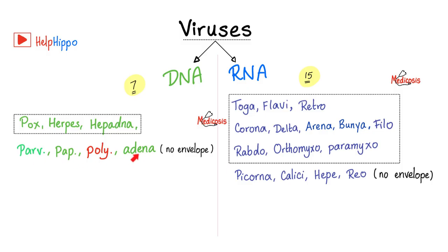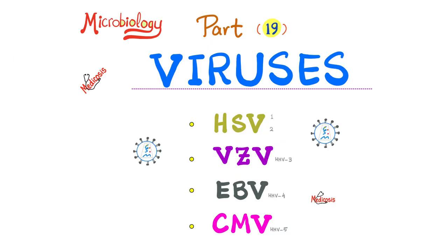I wrote them in this manner intentionally. Why? Because the first row is enveloped. That's why I surrounded them by a rectangle like an envelope. But the second row does not have an envelope. These are non-enveloped DNA viruses. The RNA viruses are many, and we shall talk about them in later videos. Today we'll focus on the herpes family of viruses, which is a DNA virus. Today we'll talk about herpes simplex virus, varicella zoster virus, Epstein-Barr virus, and cytomegalovirus, starting with HSV.